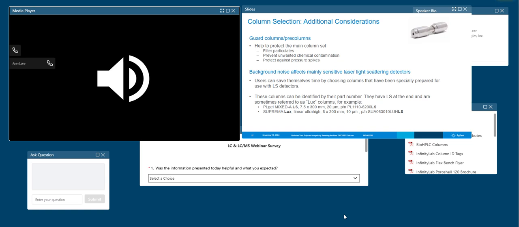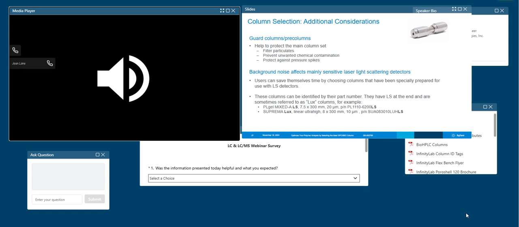Guards help to protect the main column set. They help to filter particulates, prevent unwanted chemical contamination, and protect against pressure spikes. What they do not do is replace having good sample cleanup and preparation, nor do they replace proper column hygiene and care.